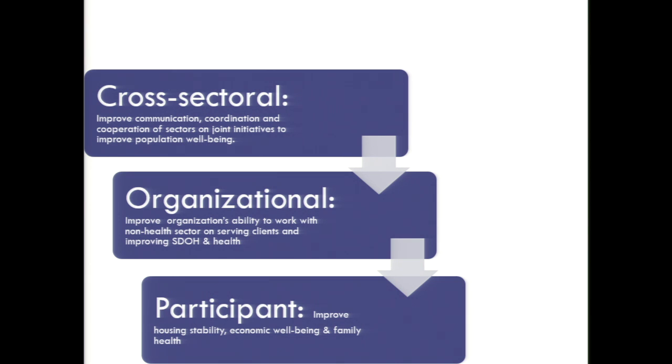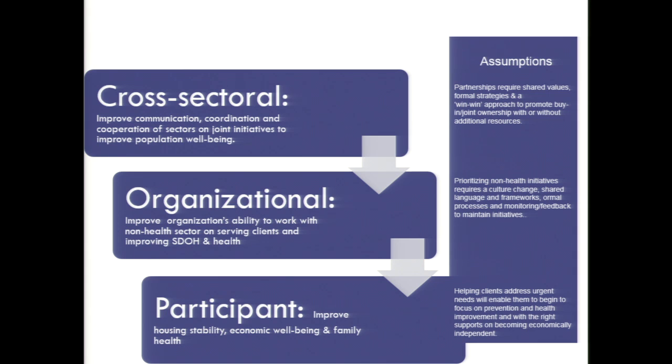And then cross-sectoral level is improving communication, coordination, and partnership and cooperation of sectors on joint initiatives. And then how do we do that? Here's our assumptions: at the participant level, helping clients address some of their urgent needs is going to enable them to focus on prevention and health improvement, with the right supports on becoming economically independent and being able to maintain housing, right? That's our assumption at the individual level.